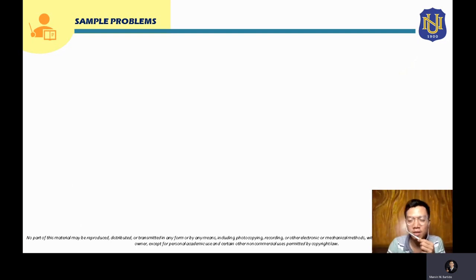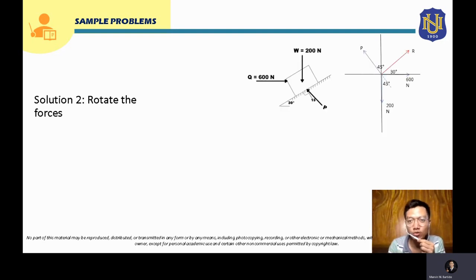So we can actually solve sample problem number 4 using a different solution. Okay, so we can use solution 2. For this solution, we're going to rotate the forces. So this was the drawing that we have generated from the previous solution, from your solution 1. So this is how you draw this concurrent force system.